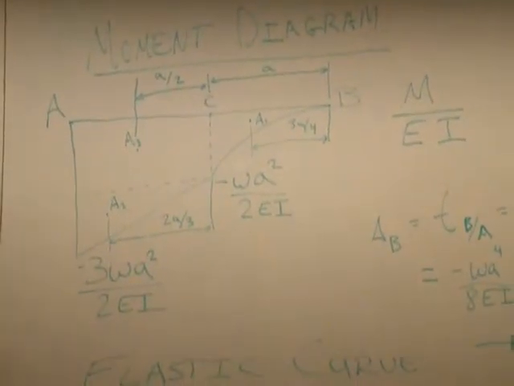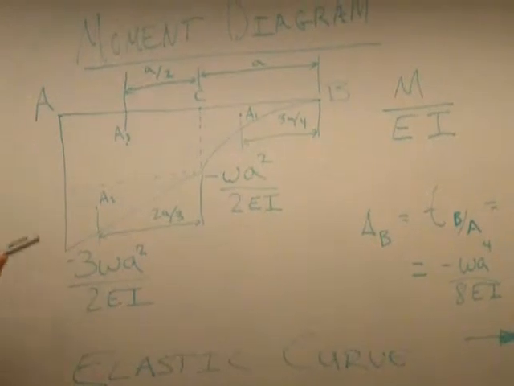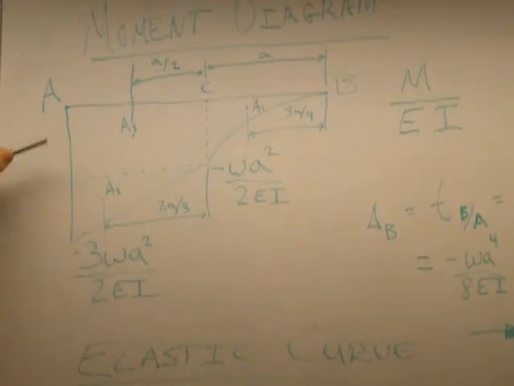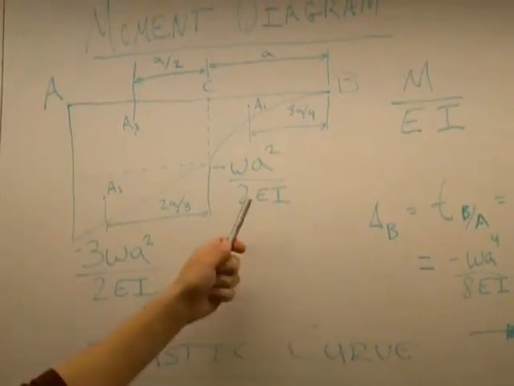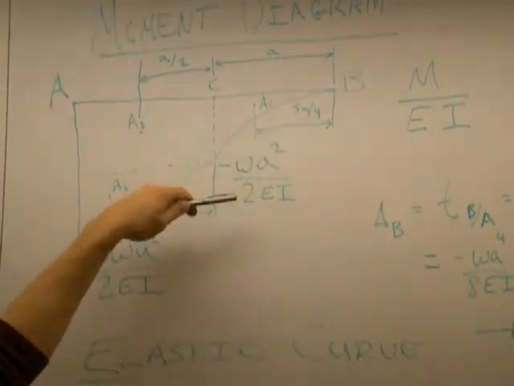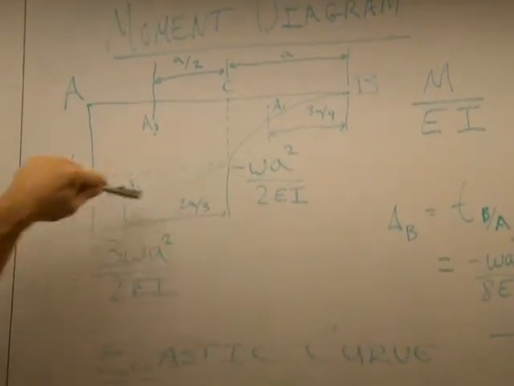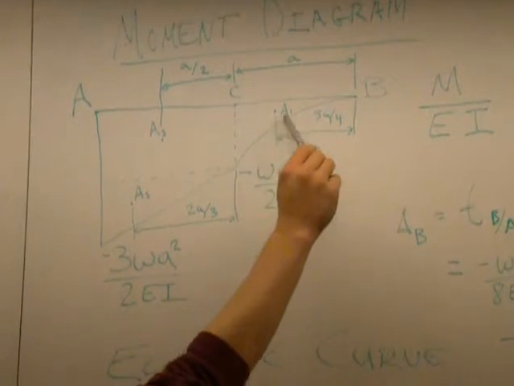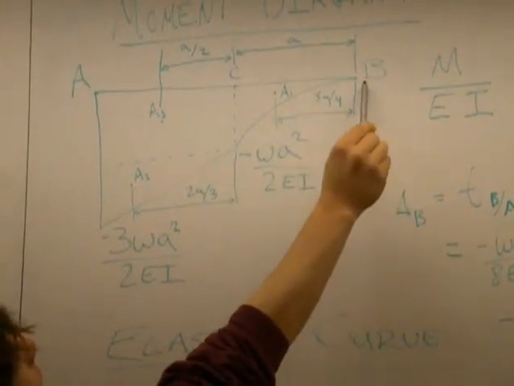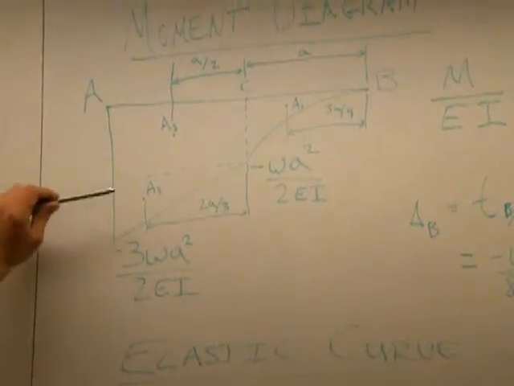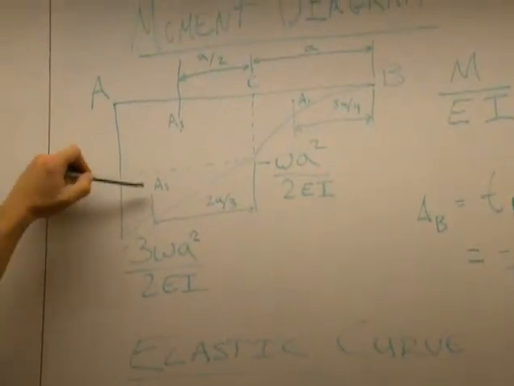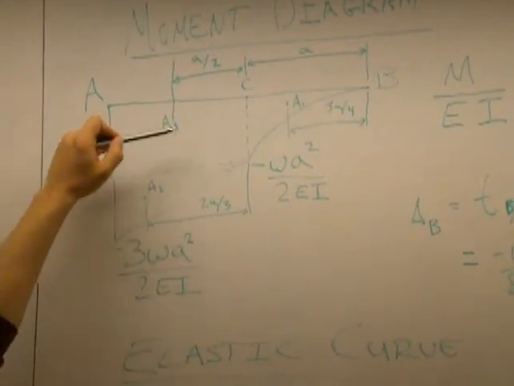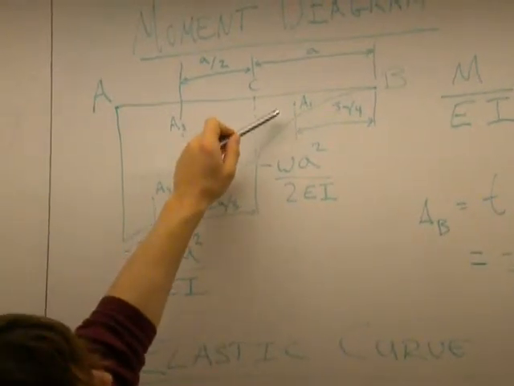Next, we construct the moment diagram. The moment at A is equal to negative 3wa squared over 2EI, so you bring it down to here, and then the moment at C is negative wa squared over 2EI, and so you bring a straight line up to here. Because it's a distributed load, you have a concave downward arc going to B from C. You then calculate the centroids of each shape, split into 3 different sections: a triangle, a rectangle, and a parabola.